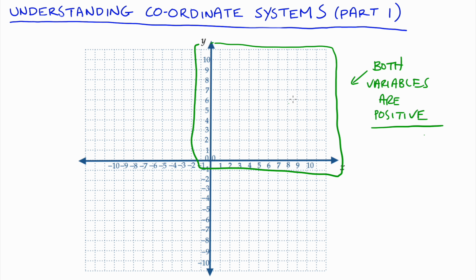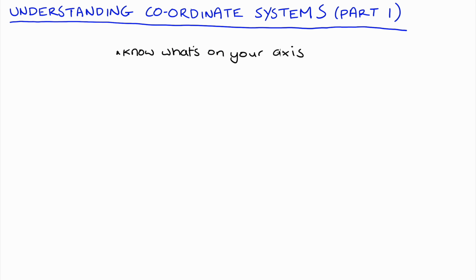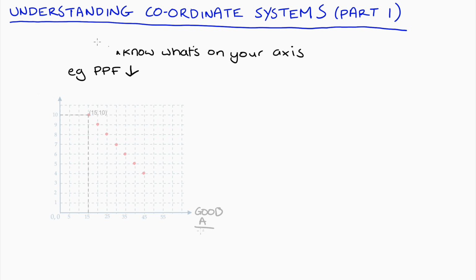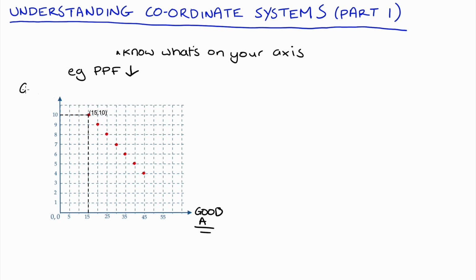Now, when we read these diagrams, what sort of things should we be looking for? Well, it might seem obvious, but be aware of what is on your axes. To give you an example, I used to teach a course that taught PPFs, so Production Possibility Frontiers, in week 1 of the course. PPFs tell us all about how much of two goods that an economy can produce, given their scarce resources. So here on this axis, I have good A and good B. And this point, for instance, would be interpreted, if we were at this point, we would be making 15 units of good A and 10 units of good B.